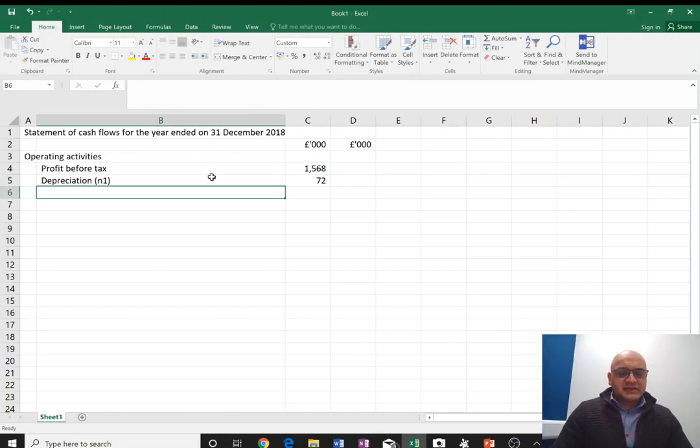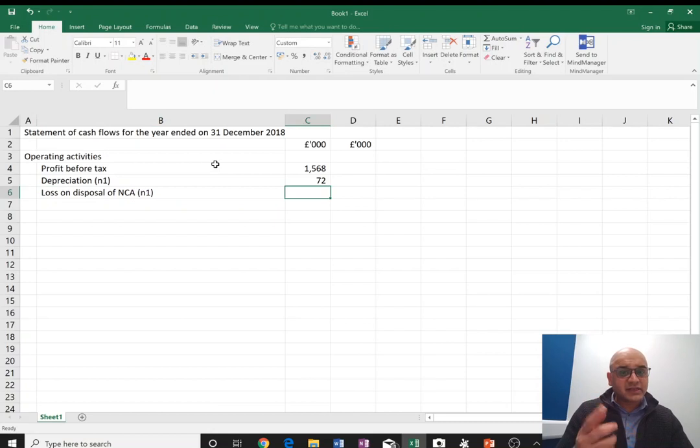Anything else? Yes. When you have a statement of profit or loss, you record any kind of profit or loss that you have incurred on the sale of non-current assets. Typically speaking, it is not an operating activity item, so we need to remove it. In this case, note 1 also says that there is a loss on disposal of non-current asset, note 1, and because it's a loss, it's an expense, we are going to add it back.